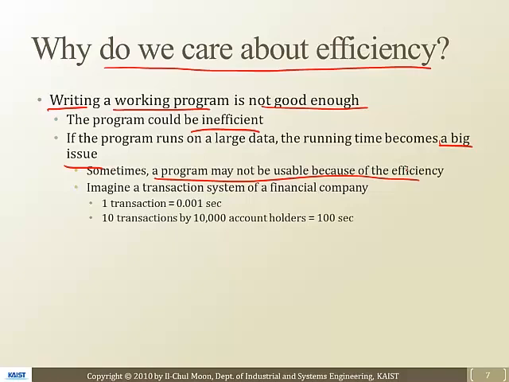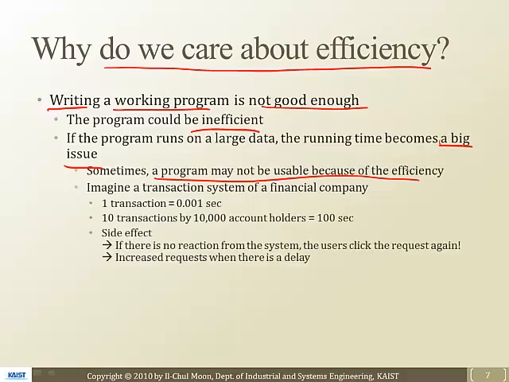That means each account holder might have to wait like 100 seconds if these 10,000 account holders request transactions at the same time, right? And if you have to wait this long, then people will argue about this, and this company will not be able to use this particular transaction system. So the speed of the program often becomes a key problem in analyzing real-world data sets.